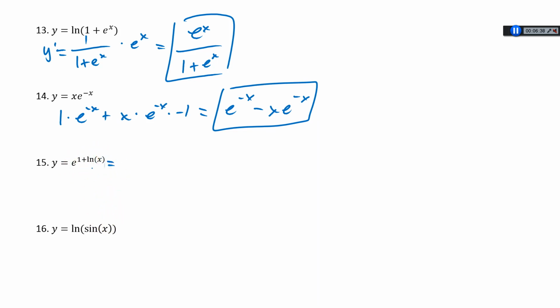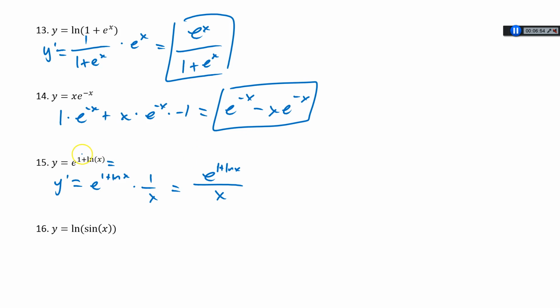Well, I'm going to leave it alone, so y prime is going to be e to the 1 plus ln x, multiplied by the derivative of the inside function, which is 1 over x. So that gives me e to the 1 plus ln x, all divided by x.